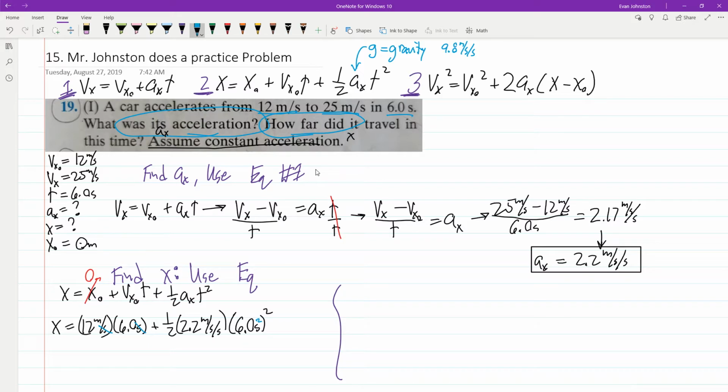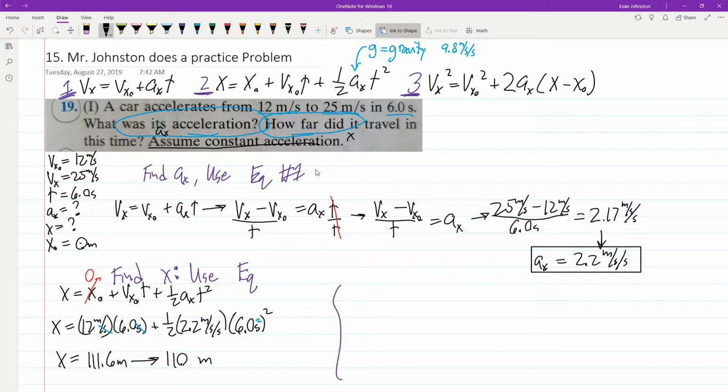Now, when I just did the math, I got x is equal to 111.6 meters, but following sig figs, this has 2, this has 2, this has 2, this has 2. This 1/2 kind of has infinite, like we talked about earlier. So my answer should actually have 2, really, in all honesty. So I would round this to 112 meters, or actually 110 meters with no decimal, okay?